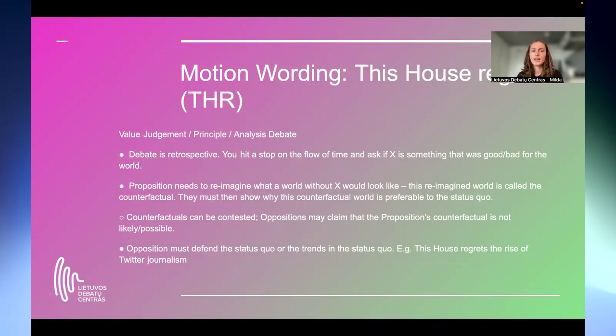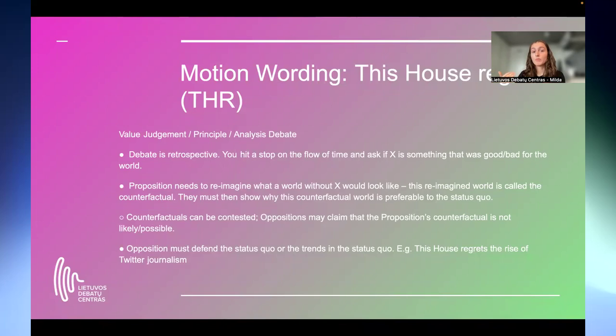This house regrets is retrospective. So basically, you don't exactly judge the debate as you're in the status quo. You try to hit a stop on the flow of time and ask if X is something that was good or bad for the world. Or rather, what always helped me is trying to imagine what the world would have looked like if X never existed, whatever that might be.